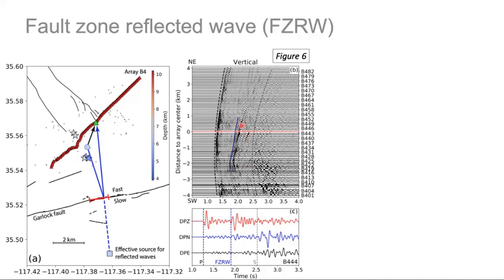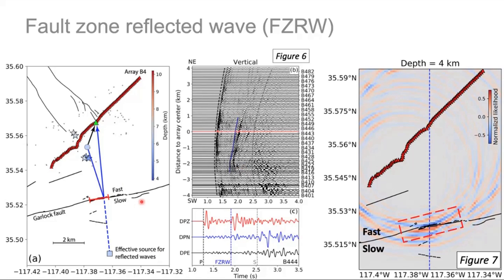We calculate the theoretical travel time for the reflected waves using a constant velocity model and the ray paths shown in panel A. The predicted arrival time for the reflected waves is illustrated as the blue curve, agreeing very well with the observed arrival times. This again is consistent with the observation of a strong velocity contrast across the Garlock fault. To further constrain the geometry of the Garlock fault, we use diffraction migration to image the reflection interface using all the candidate events with clear reflections.